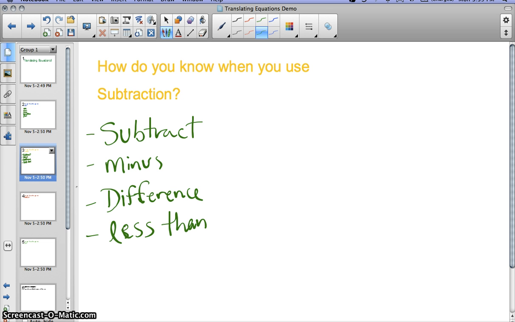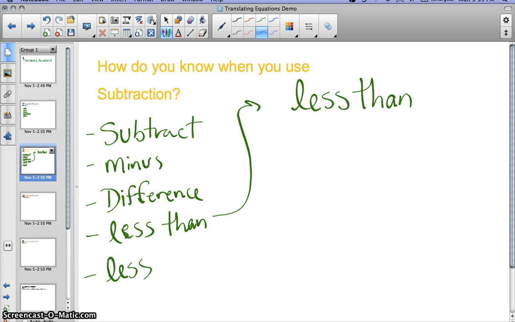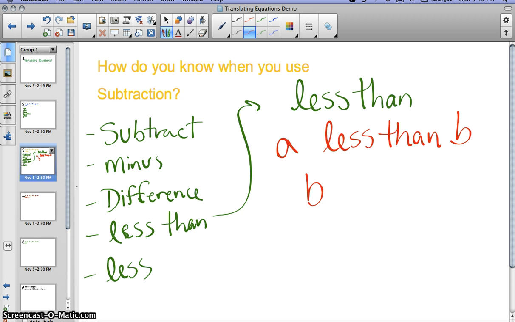less than and less. So let me take a look at less than for a minute. This one causes the most amount of confusion and misunderstanding. If I say A less than B, what I really mean is B minus A. It says A less than B, so I'm taking A away from B.